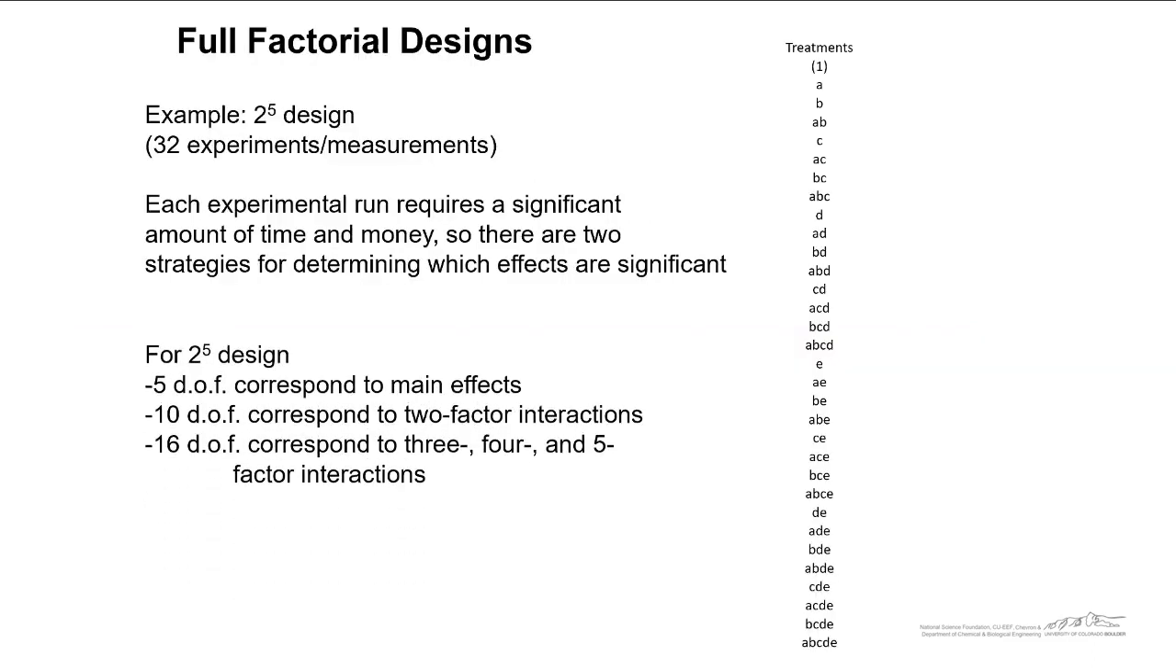For example, in our 2^5 design, we have 5 degrees of freedom that correspond to the main effects. We have 10 degrees of freedom that correspond to 2-factor interactions. And we have 16 degrees of freedom that correspond to 3, 4, and 5-factor interactions. So what we're going to do with this second approach is we're going to assume that these 3rd, 4th, and 5th order interactions are negligible, and we're going to use those basically as our estimate for error.